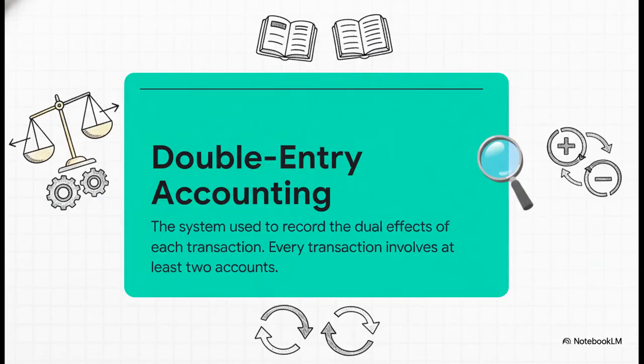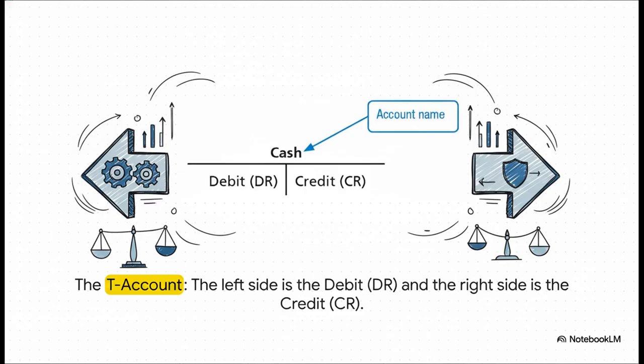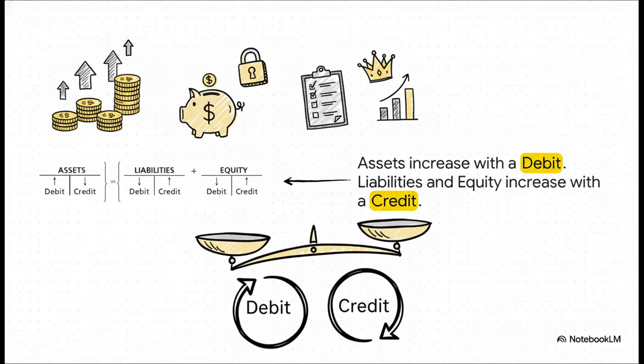The whole system is called double entry accounting, and it's a really beautiful concept. It basically means that for every action, there's an equal and opposite reaction. No transaction ever touches just one account. There are always at least two involved, and that's the magic trick that keeps the equation in balance. We keep track of all these changes using a super simple tool called a T account. And here's a huge tip. Forget everything you think you know about the words debit and credit. In accounting, they do not mean good or bad. Debit simply means the left side of the T, credit simply means the right side. That's it, seriously.